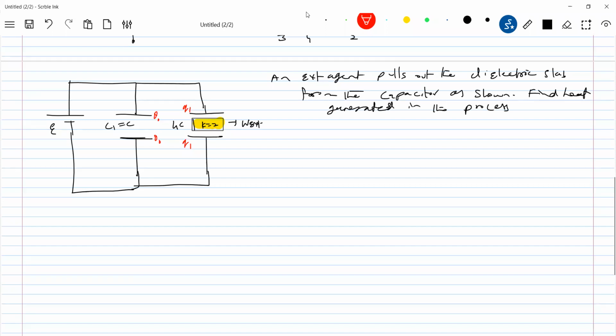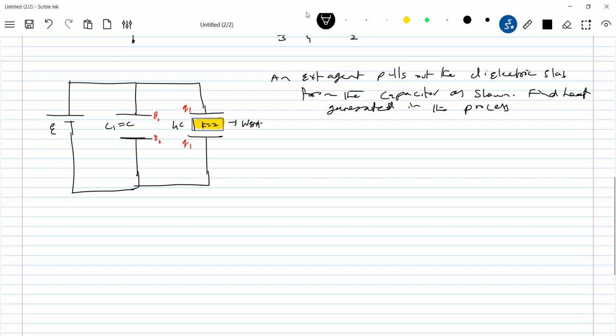Because we need the initial energy of the circuit also. With the slab, the capacitance is 4C. When you pull out the slab, the capacitance will decrease by half, no? Then it will become 2C. It will be understood like this. Capacitance is 4C with the slab. It's understood, so there's no need to mention it separately.